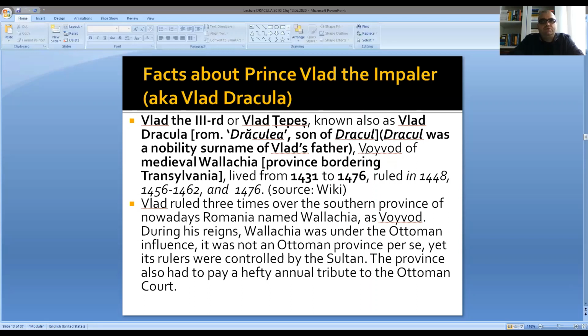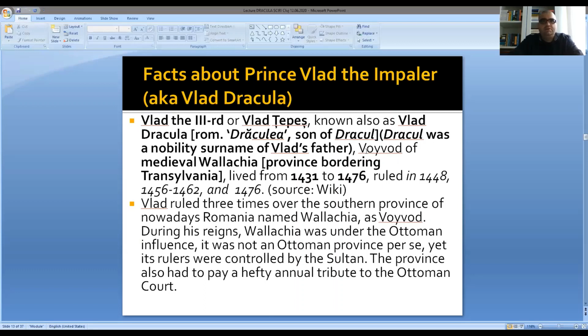Vlad Tepes, which is usually nowadays identified as Vlad Dracula, or more precisely as the character of the novel, is or was called Vlad III, or Vlad Țepeș, known also as Vlad Dracula. Dracula comes from the name Dracul, which actually means in Romanian son of Dracul.